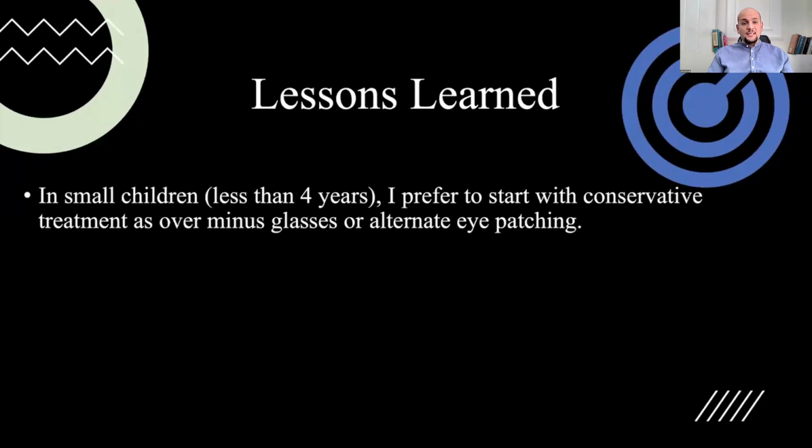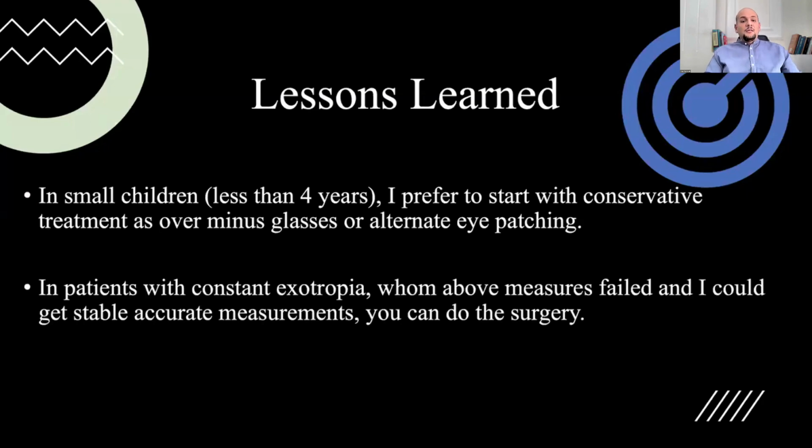So lessons learned from this case: in small children less than 4 years, I prefer to start with conservative treatment as over minus glasses or alternate eye patching. In patients with constant exotropia whom above measures failed and I could get stable, accurate measurements, you can do the surgery, but always aim only for orthotropia. Never aim for overcorrection like in older children or adults, where we usually aim for small esotropia, 5 to 10 prism diopter, but in small children, it's better to aim for orthotropia.